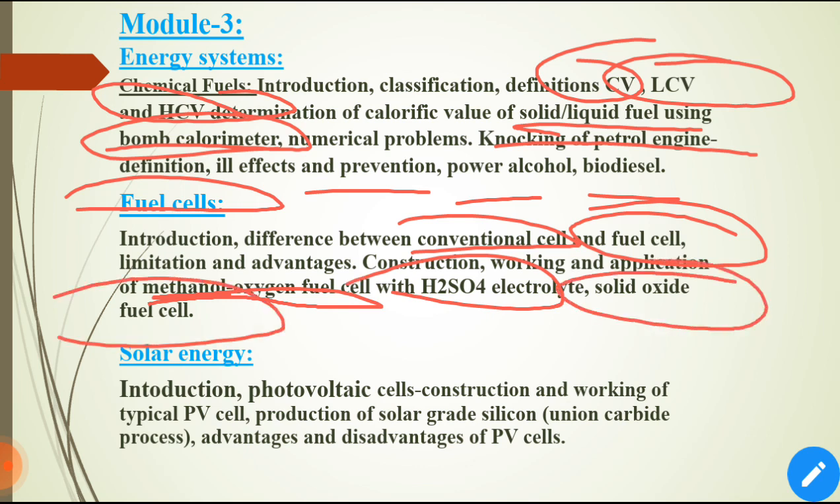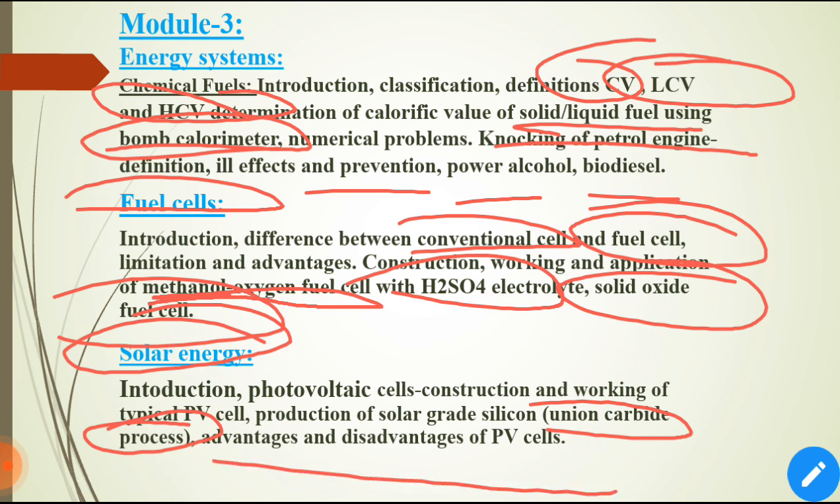Next, move on to solar energy. In this we have to study the introduction to the photovoltaic cell, and its construction and working. Next, you have to study the production of solar grade silicon by the Union Carbide process. Lastly, we have to study the advantages and disadvantages of the PV cell.